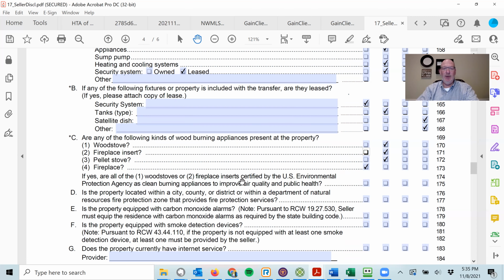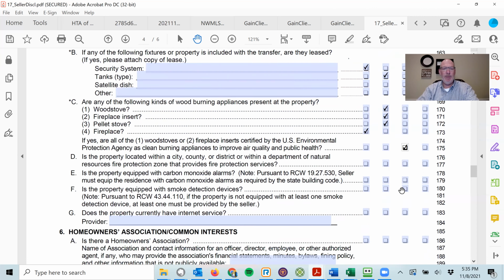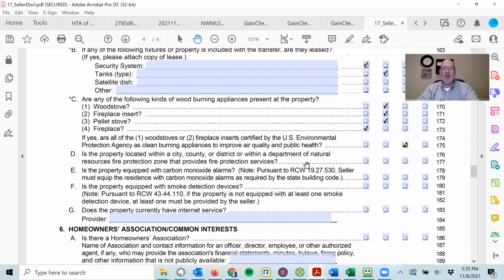If yes, are they certified by the EPA? Most people are going to go, I have no idea. Is the property located within a fire district? That should always be yes, right? But maybe it's not. Maybe you're out in the middle of nowhere.